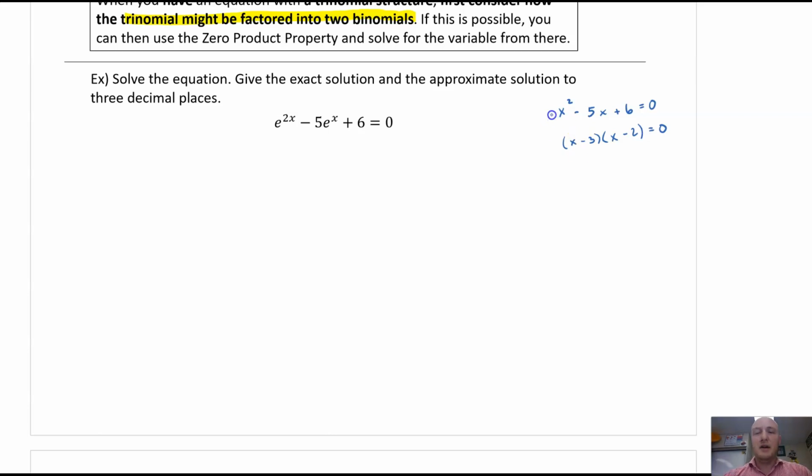And then I take the square root of my first term to give me my first term in my binomials, which is x, which also matches the linear term in my trinomial, right? So you can think of it this way. Another fact that might help you out is that e to the power of 2x is really e to the x squared. So if you think of it that way, that can kind of help you out. And I'll go ahead and rewrite it this way.